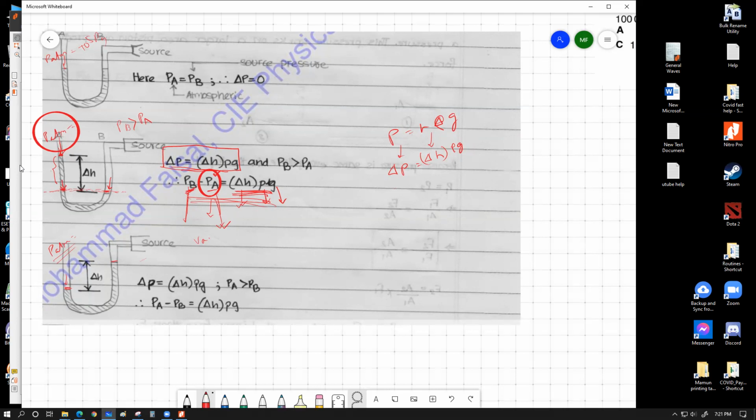In this case, atmospheric pressure or PA is bigger than PB, so PA minus PB equals delta H rho g. So this is how I prefer to teach. It works as long as you can detect which side has the higher pressure and which side has the lower pressure. You would have no difficulty doing this math. You always subtract the low pressure from the high pressure to get the pressure difference. So in this case, A was the high pressure side, so high pressure minus low pressure equals delta H rho g. And for this figure, B was the high pressure side, so PB minus PA gives you the pressure difference.